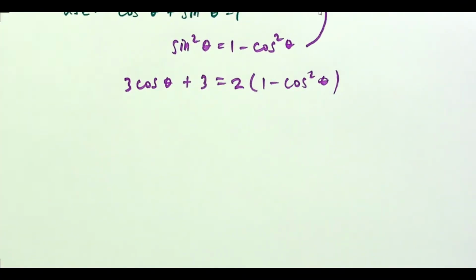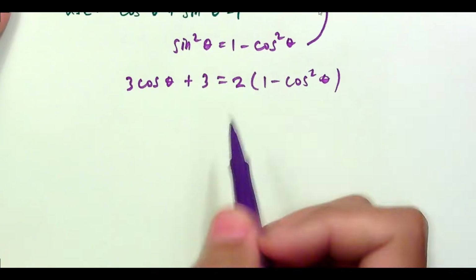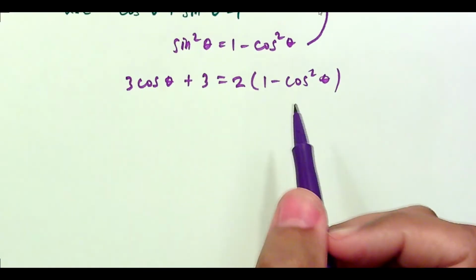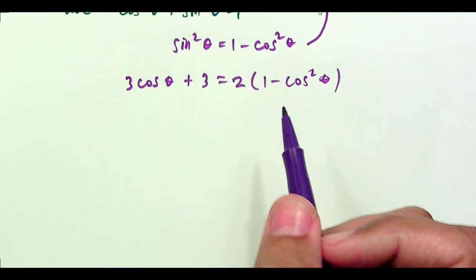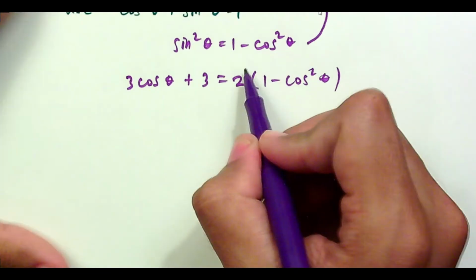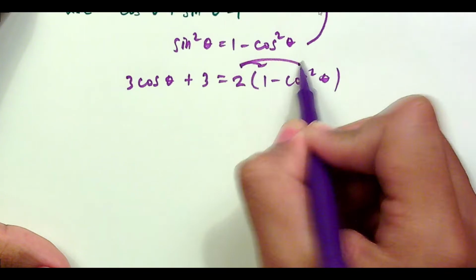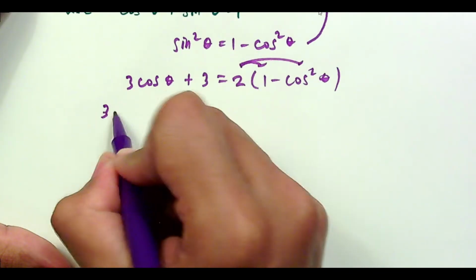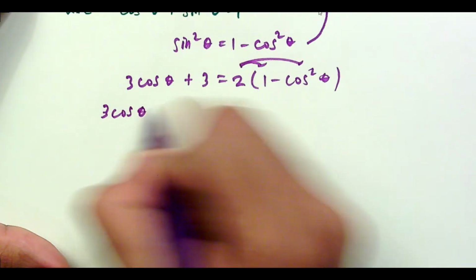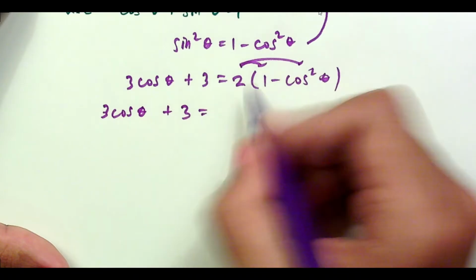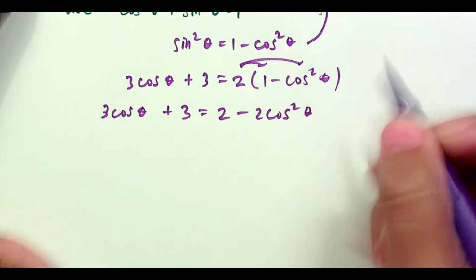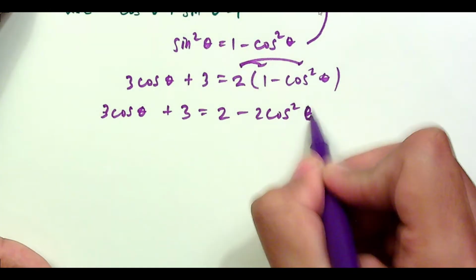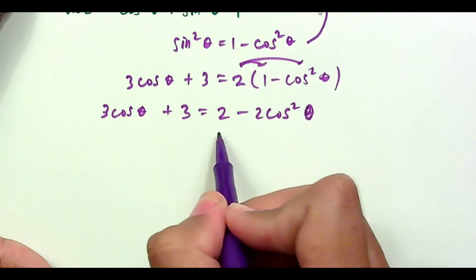Okay, so now we're just going to proceed like in the previous example. This is a quadratic equation in cosine. First step is move everything to one side, so you have 0 on the other. Before I move everything, I need to distribute here. So this is going to become 3 cosine of theta plus 3 equals 2 minus 2 cosine squared of theta. Now I'm ready to move everything.